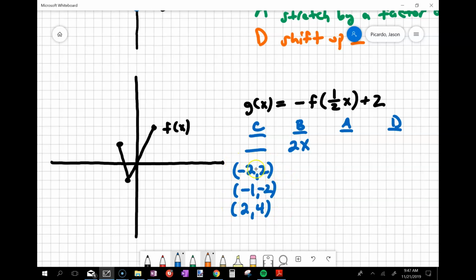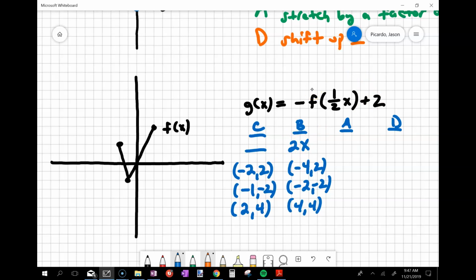So this point becomes what? Negative... Hello guys, come on, let's go. -4, 2. And this point right here becomes -2, -2. And this point right here becomes 4, 4. Notice something about that, guys. Did I change any of the y values? No, because this step says to just change the x's. What's my a value?